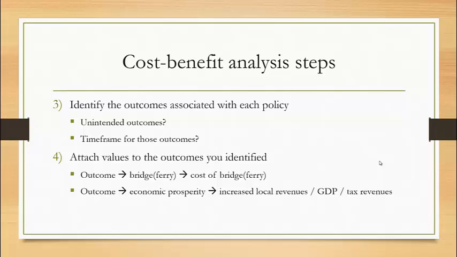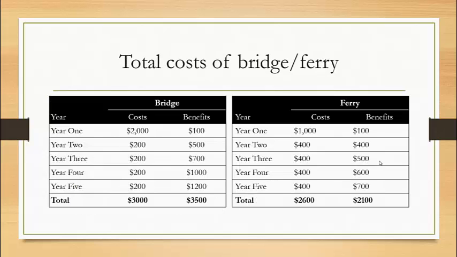And we're going to, in addition, compare the economic prosperity, which includes things like increased local revenues, increased gross domestic product, increased tax revenues, etc. We're going to compare the economic prosperity that would be created by building a bridge versus creating a ferry. Okay. And so let's look at what this might look like. So obviously these are completely made up numbers.